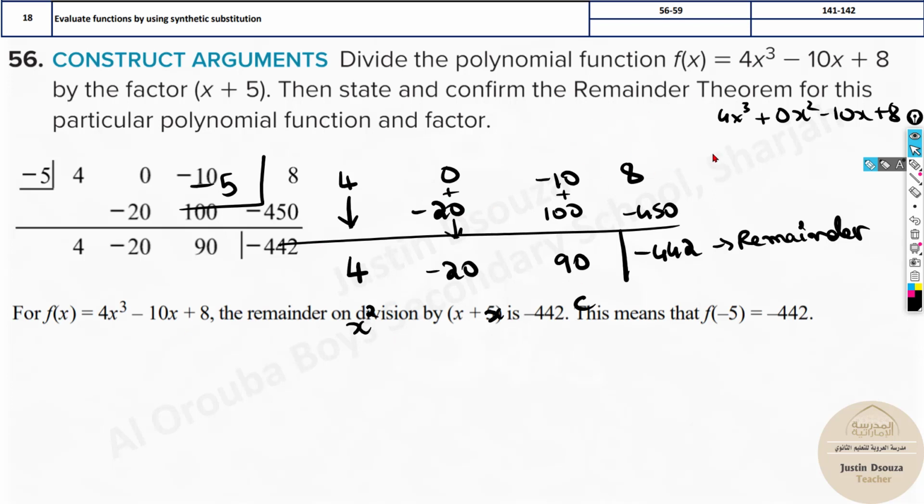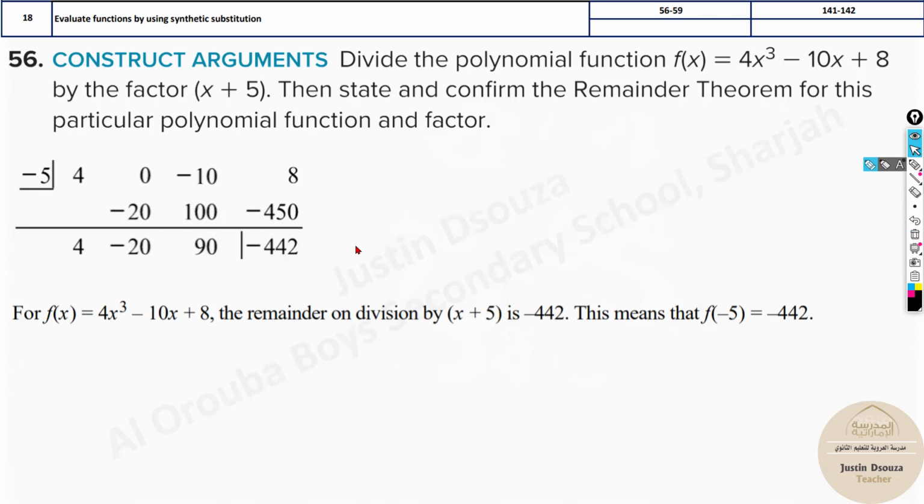From the remainder theorem, okay, this is about the remainder theorem. The remainder theorem states that the remainder can be easily obtained if you substitute this number over here. What it means is, now we got this, right? The remainder is negative 442. We need to confirm, means check the answer. So directly substitute this part. x is equal to minus 5. Remember, it's not 5, it's minus 5, okay? Substitute minus 5 here. f of minus 5.